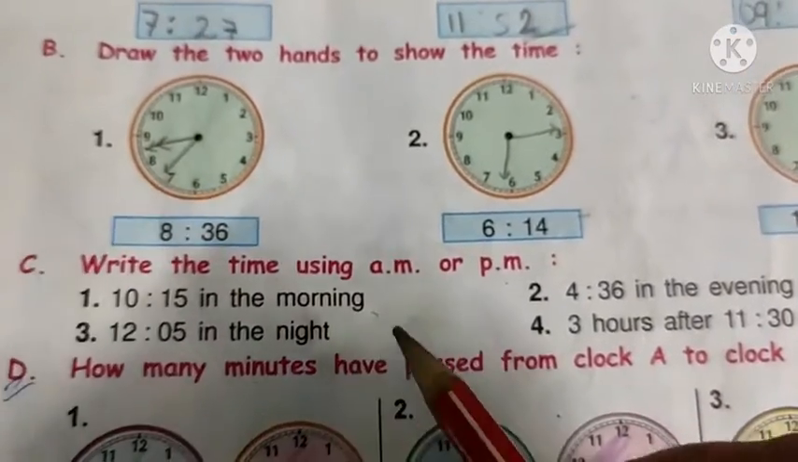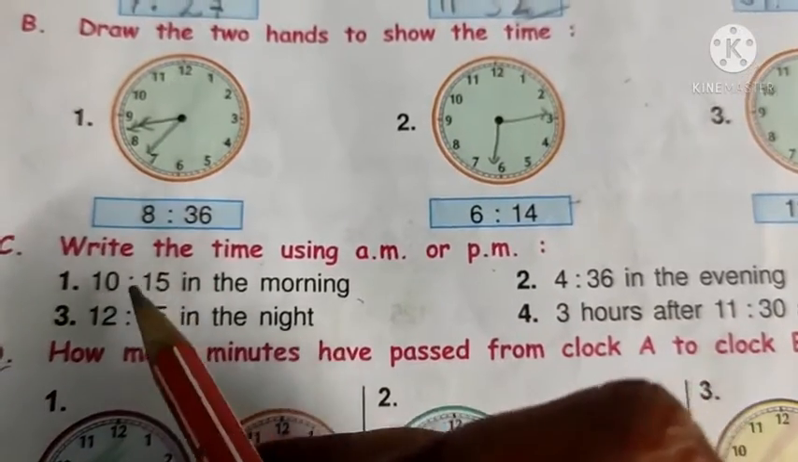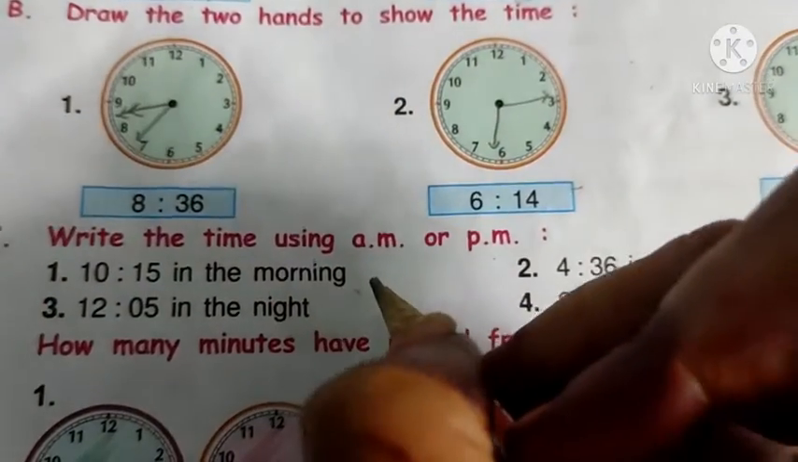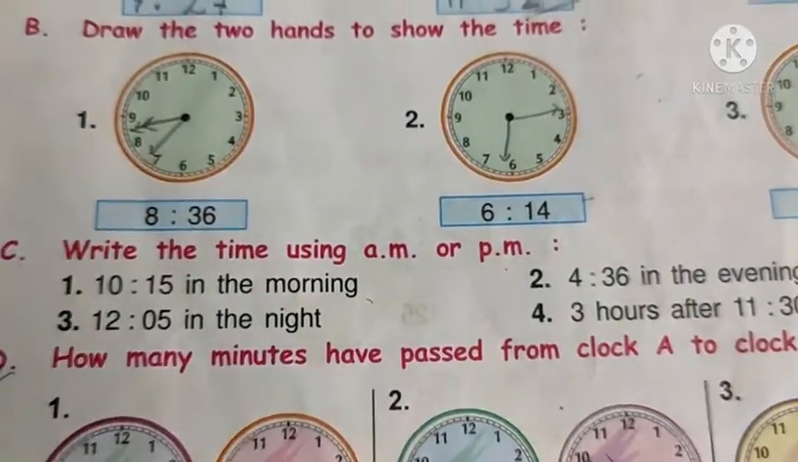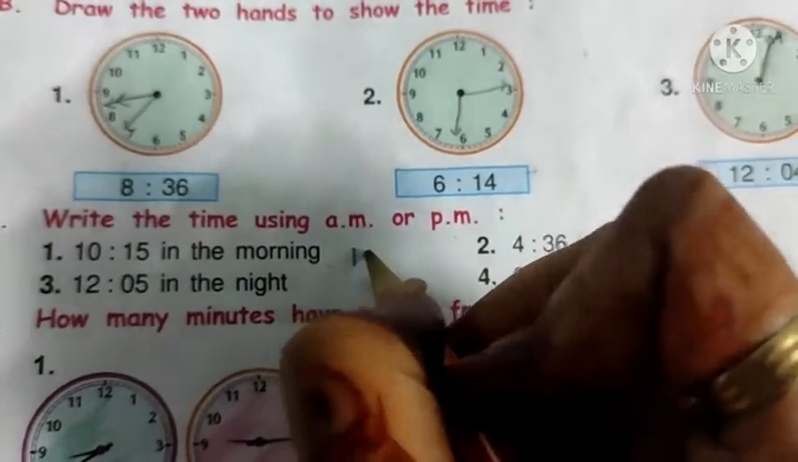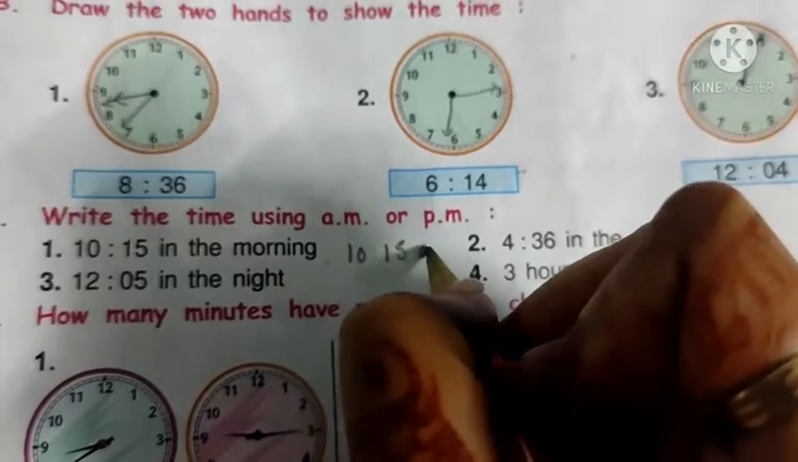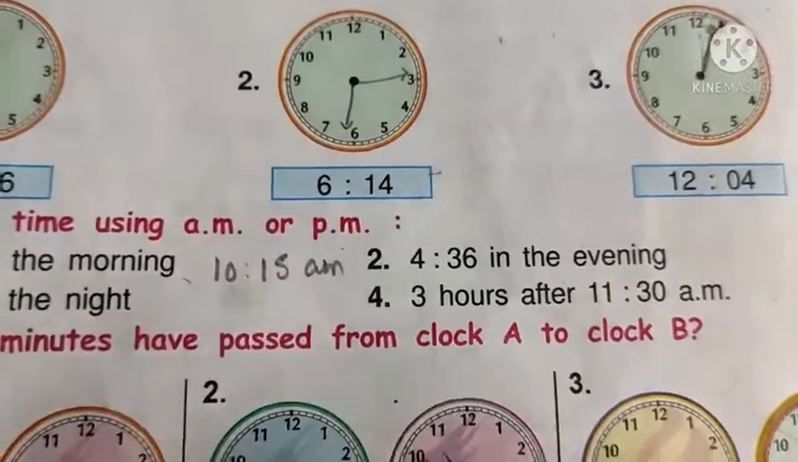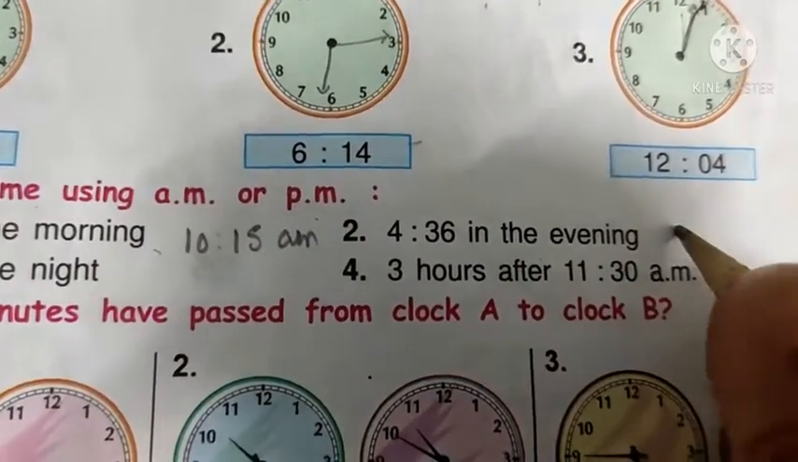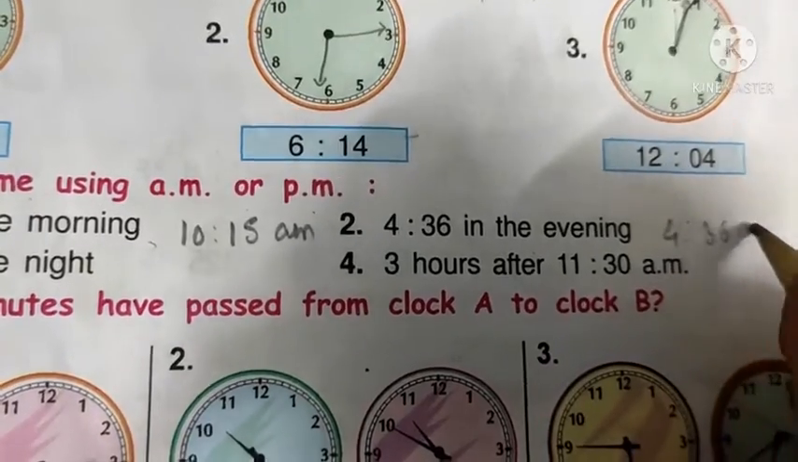Now write the time using AM or PM. 10:15 in the morning is 10:15 AM. Then 4:36 in the evening is 4:36 PM.